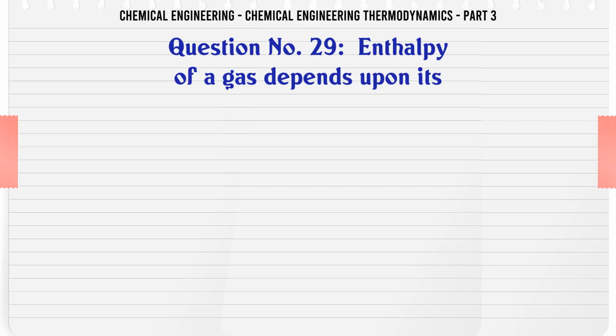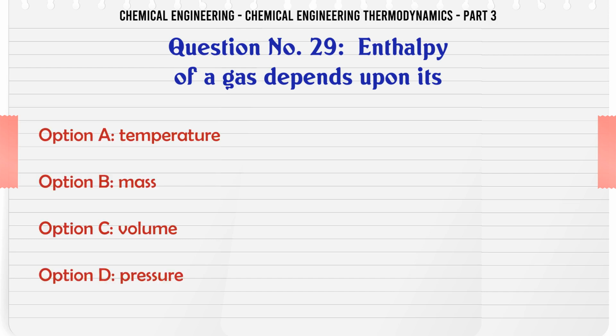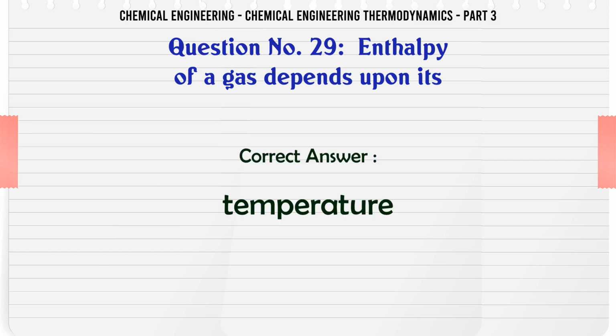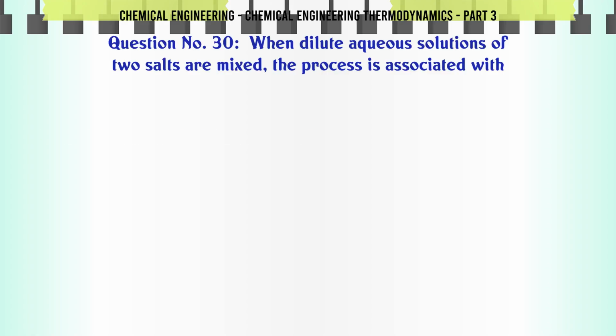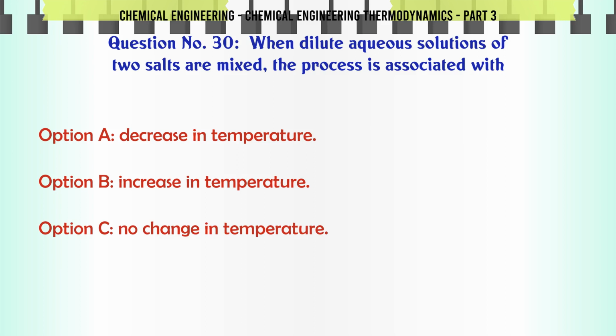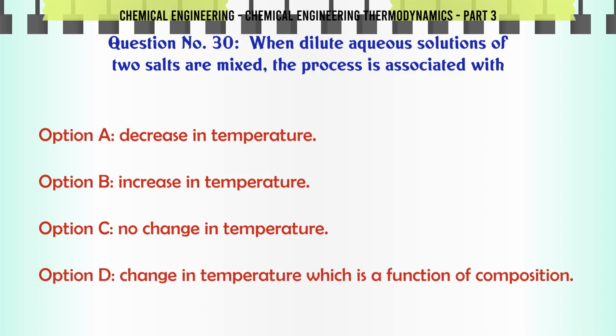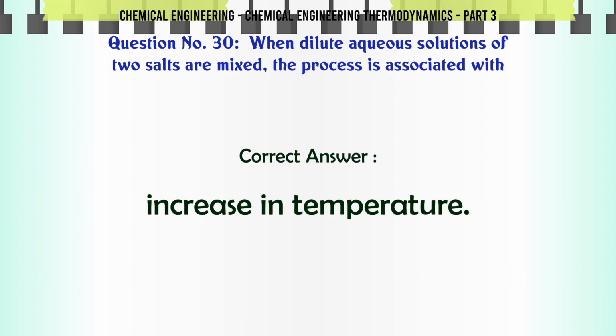Enthalpy of a gas depends upon its A. temperature, B. mass, C. volume, D. pressure. The correct answer is temperature. When dilute aqueous solutions of two salts are mixed, the process is associated with A. Decrease in temperature. B. Increase in temperature. C. No change in temperature. D. Change in temperature, which is a function of composition. The correct answer is increase in temperature.